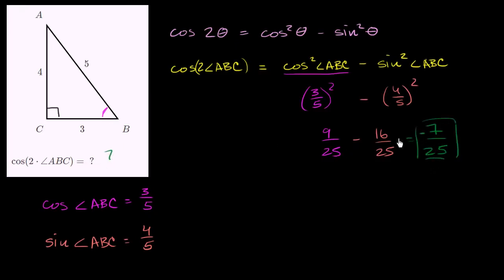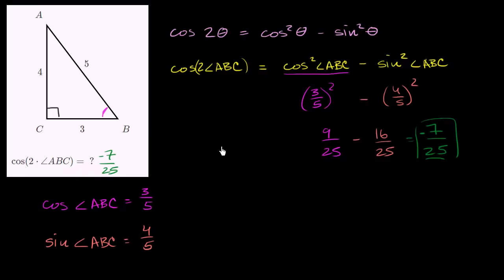Sorry, it's negative. Got to be careful there. 16 is larger than 9. Negative 7 over 25. Now, one thing that might jump out at you is, why did I get a negative value here when I doubled the angle? Because the cosine was clearly a positive number.